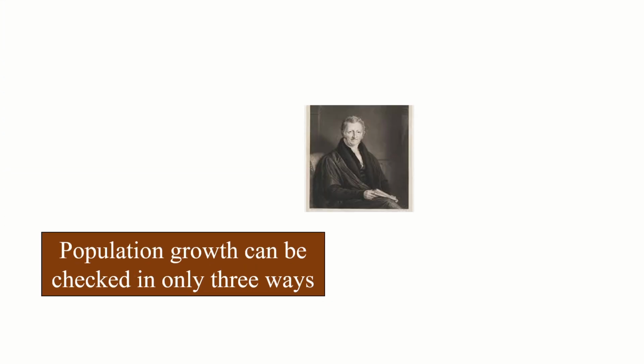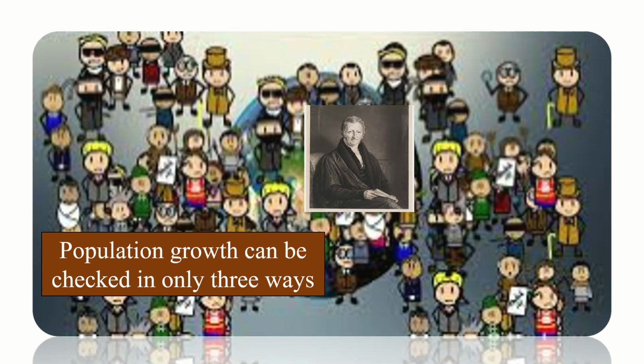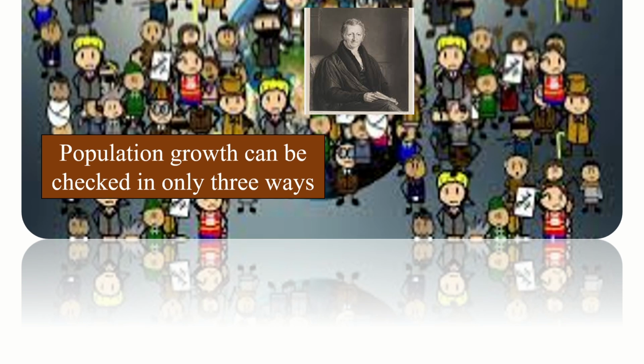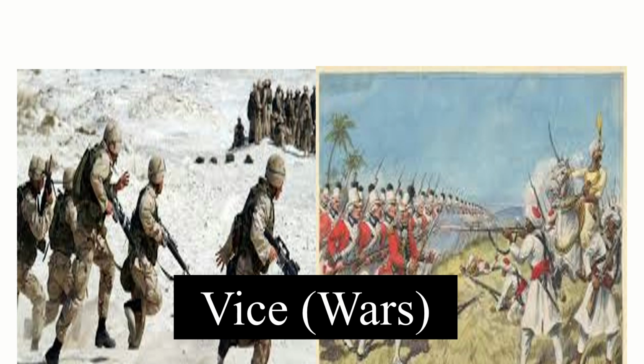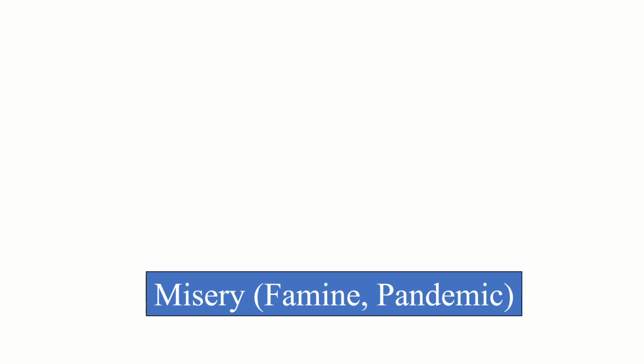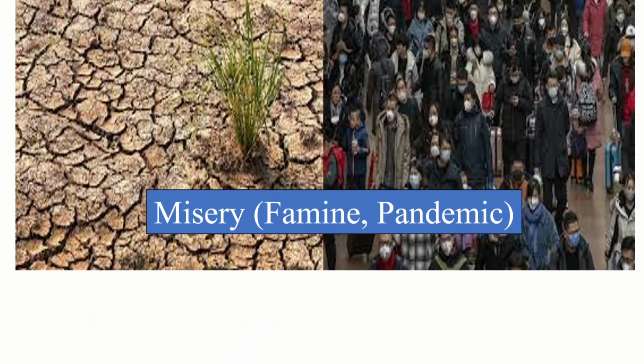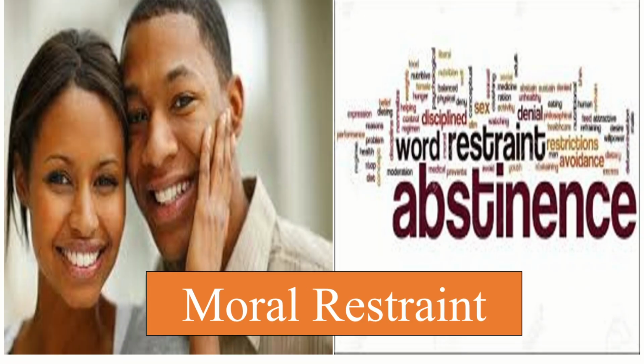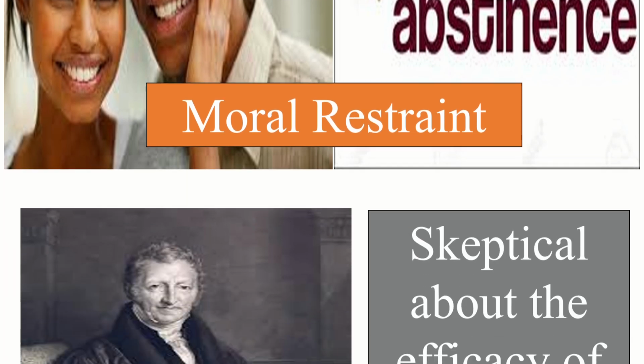For Malthus, population growth can be checked in only three ways. Number one, vice, by which he means wars. Number two, misery, by which he means famine and or pandemic. And number three, moral restraint, by which he means abstinence from sex.